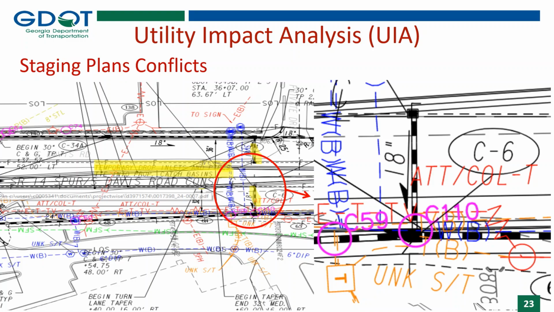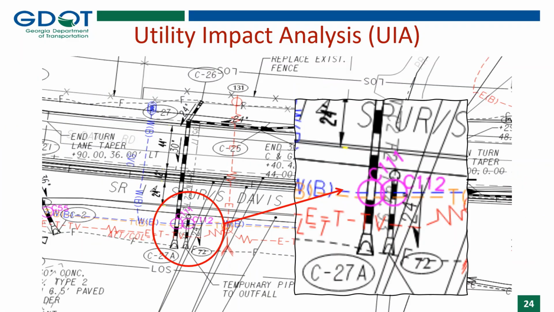This next slide shows both conditions. The pipe on the left-hand side is a 30-inch permanent pipe. However, the smaller 24-inch pipe that's to the right of it is a temporary pipe that's causing a conflict with the water line. Let's see how this is displayed on the utility impact analysis.